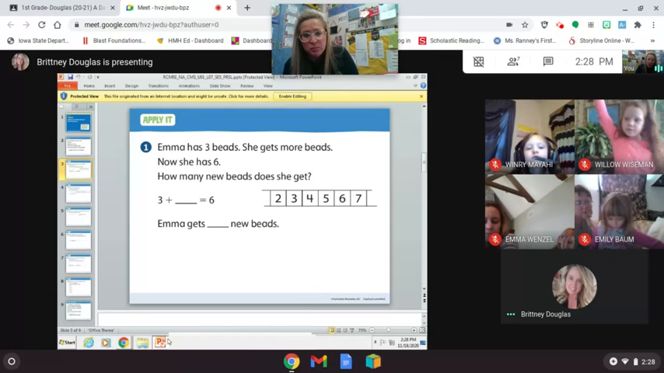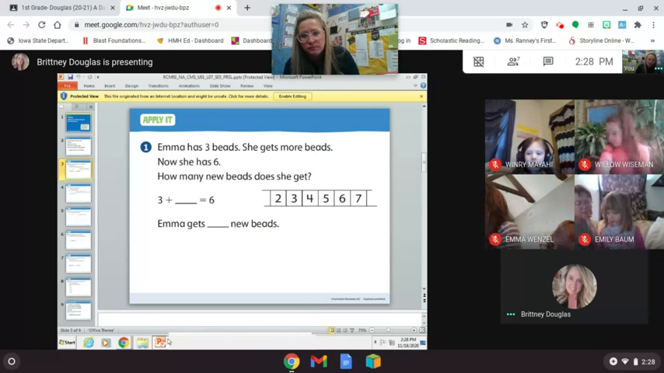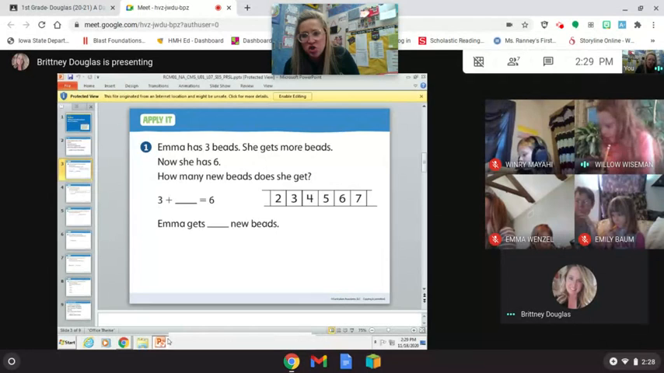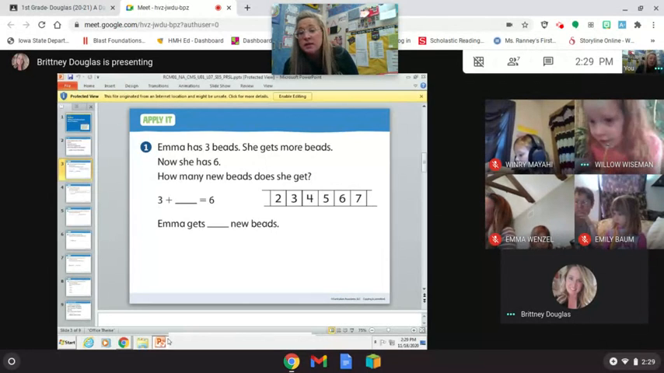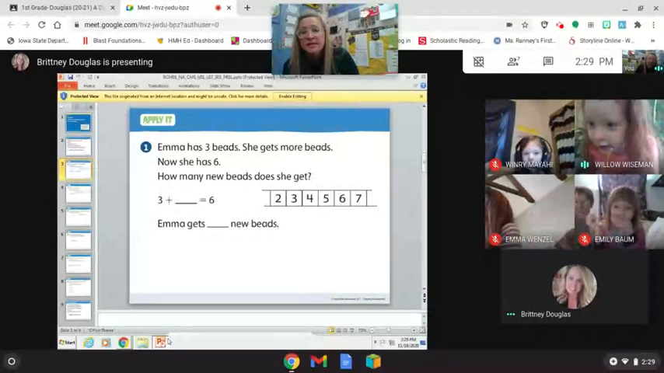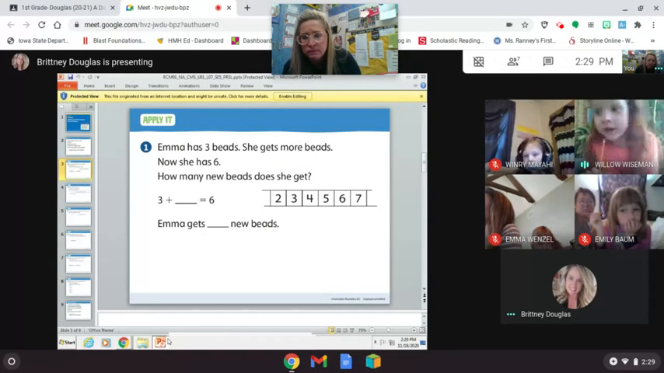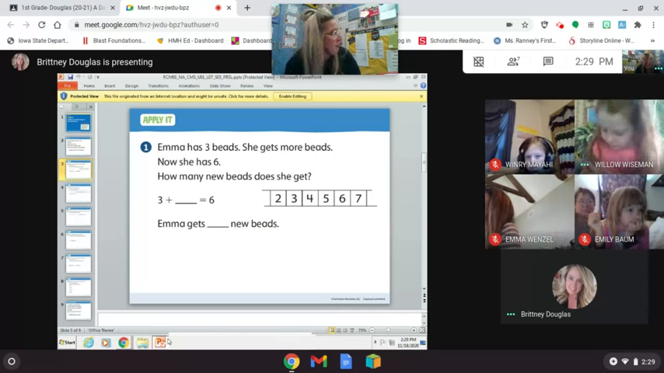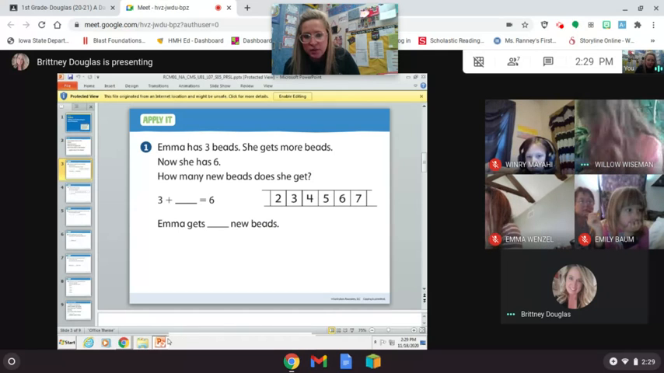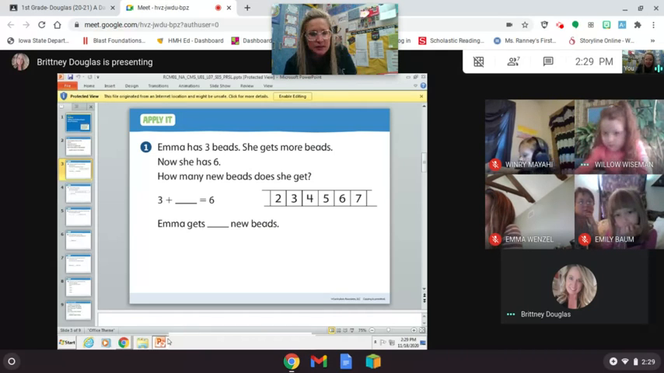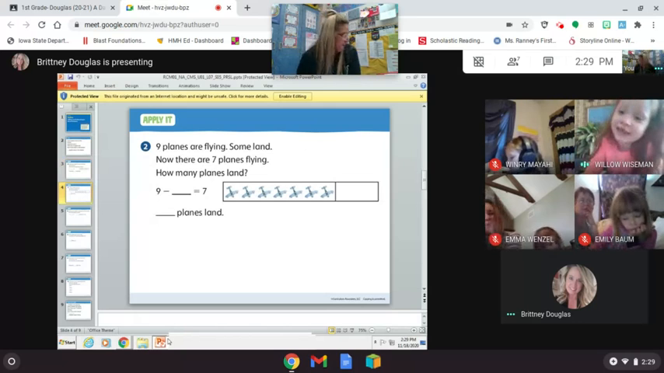It gives you a small number line to use. Willow, what number did you start at? I started at 3. Started at 3, jumped to 6. Good. How many jumps is that? I ended up with 3. Okay, so 3 jumps. Good. So 3 plus 3 equals 6. Emma gets 3 new beads. She had 3. She got 3 more. Put them together. That's 6. I have beads, and I can give Emma beads.